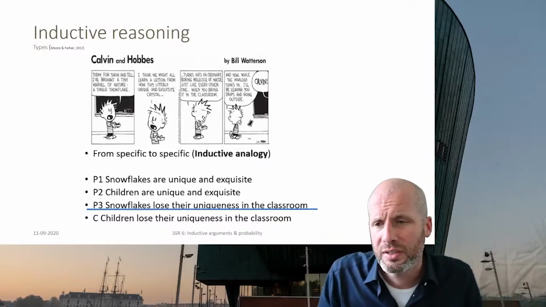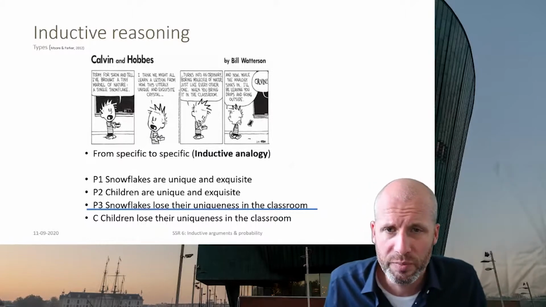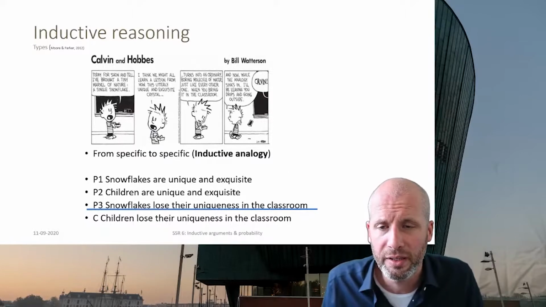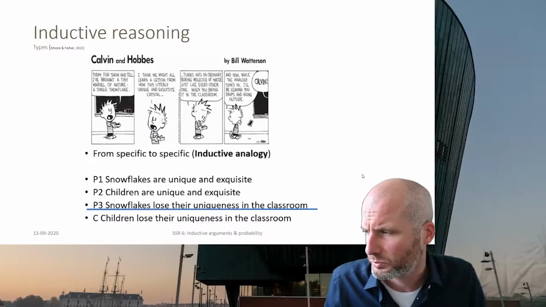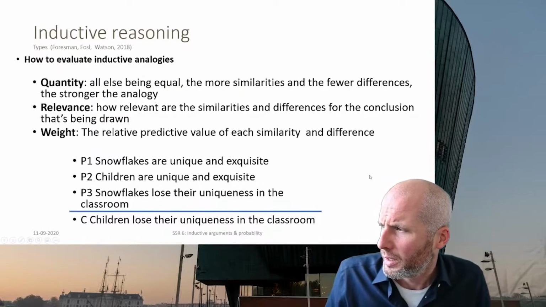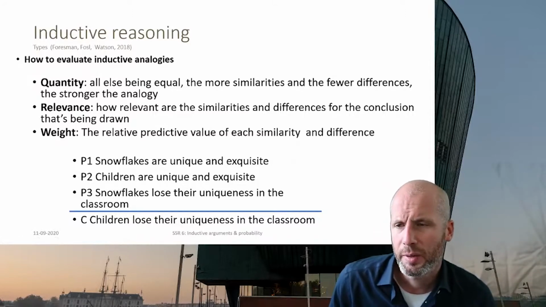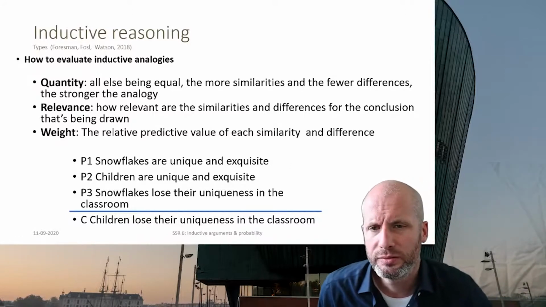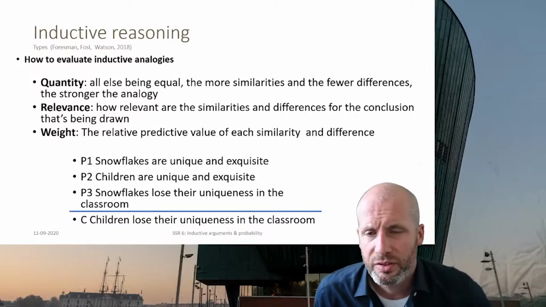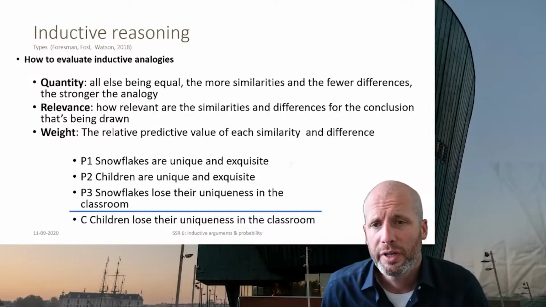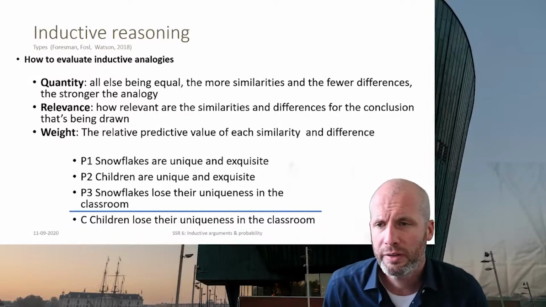And if you're asked to assess an analogy, you would have to look at whether the fact that they show some similarities also means that they are similar in all regards that matter to draw this conclusion. And there are some general indicators you could use for assessing inductive analogies. So you could look at the quantity of commonalities. So if there are more similarities and fewer differences, all else being equal, you could say that the analogy being drawn is somewhat stronger than if there were fewer similarities.